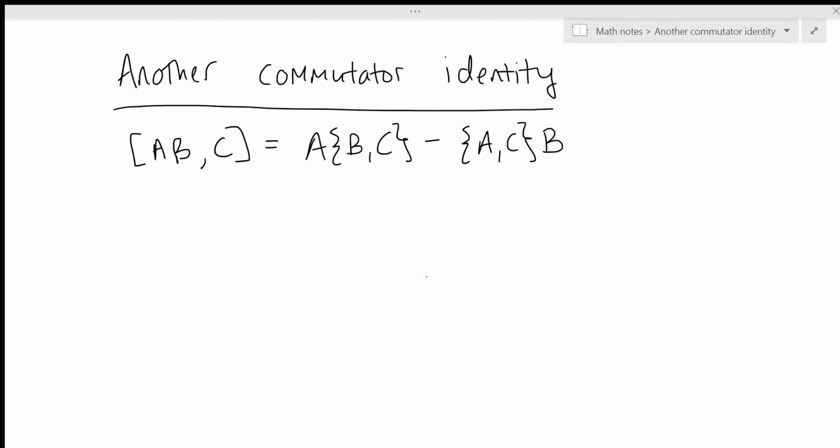In this lesson, we're going to derive this commutator identity that you see here. So it's an identity for the commutator of A times B with a third operator C. And you see that what appears here on the right-hand side are anti-commutators.